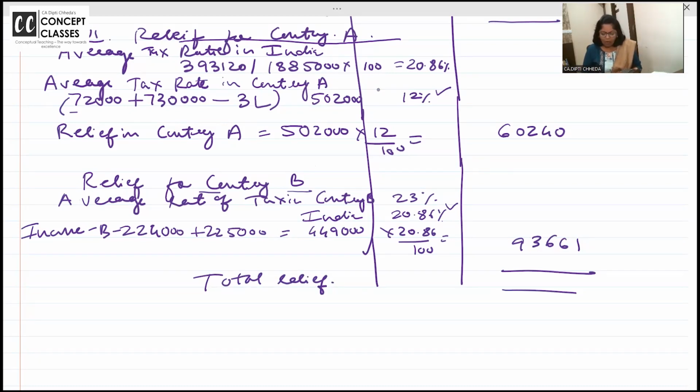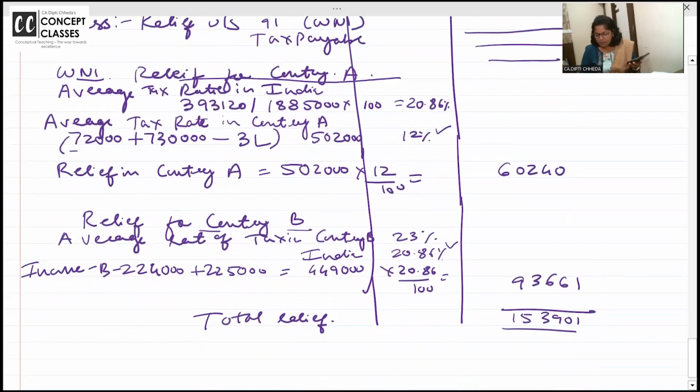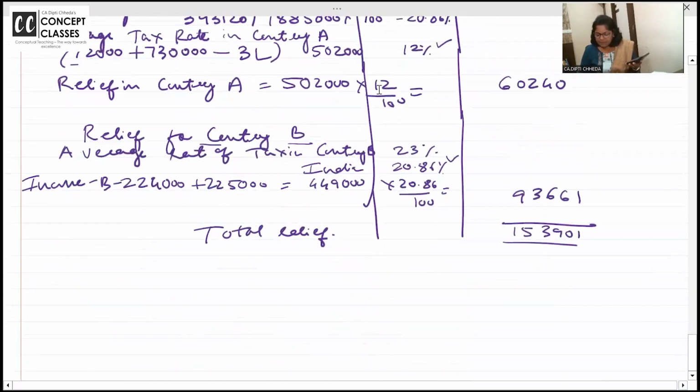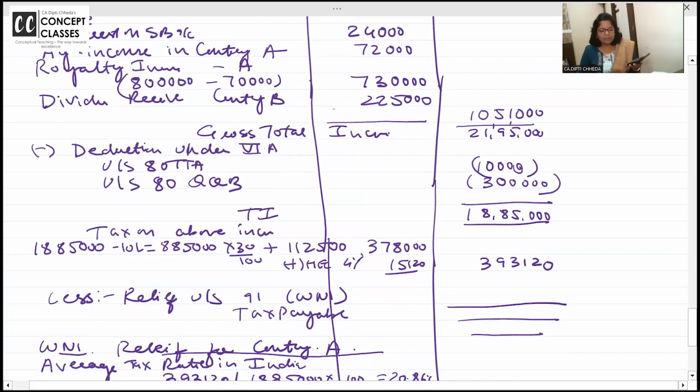It is a bit long. How many students feel the problem is very lengthy? Generally, they ask in the exam for 6 marks relief from one country, but they can give you two, so we should know. 153,901 is the relief from both countries. The tax payable is 2,39,219, rounded off to 239,220.